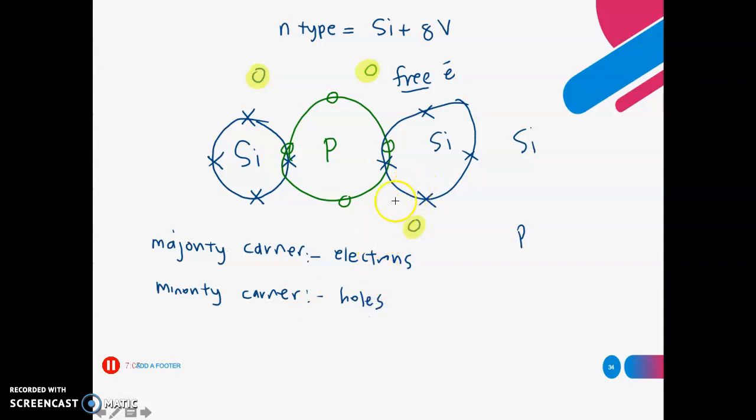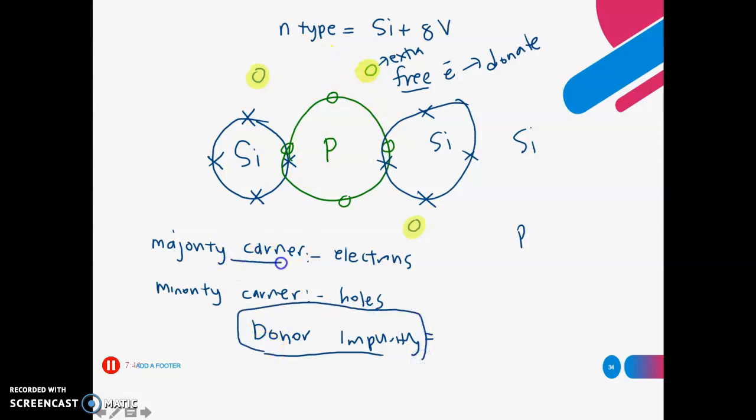So is it a donor impurity or acceptor impurity? Imagine this one. Since you have extra here, the yellow one here is extra. So here it is trying to donate, because your phosphorus here has 1 extra electron. The rest will be bound at the orbit. So when you have a free electron, it's trying to, what we call, donate. So we call the term here donor impurity. This donor impurity is phosphorus. So for n-type, we call it donor impurity. Majority carrier is electron and the minority carrier is hole.